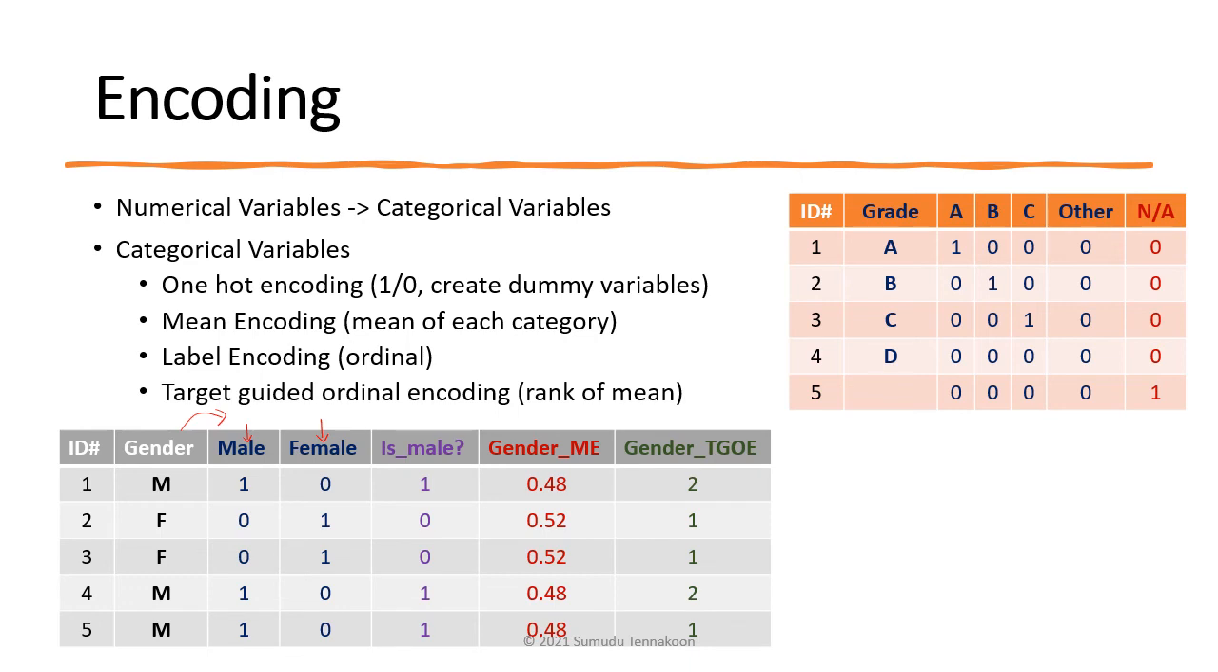So if male is one, female should be zero. If female is one, male should be zero. For rows with the male value, you will see the male column will have one, and the female column is zero. So you can observe the pattern. This is how you can convert your gender column into a one hot encoded variable. Now this is a binary column, and we converted it into two columns.